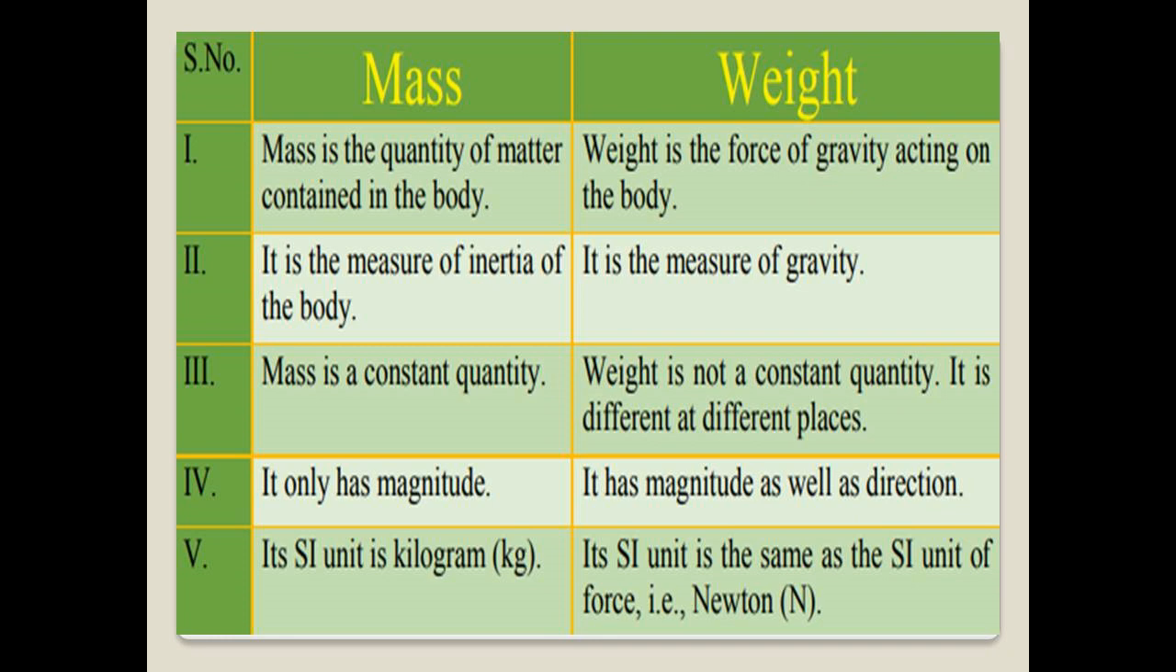Now, the difference between mass and weight. Mass is the quantity of matter contained in a body. Weight is the force of gravity acting on the body. Mass is a measure of the inertia of the body. Weight is a measure of gravity. Mass is a constant quantity. Weight is not a constant quantity. It will change from one place to another because of gravity. Mass only has magnitude. Weight has magnitude as well as direction. The SI unit of mass is kilogram. The SI unit of weight is Newton.